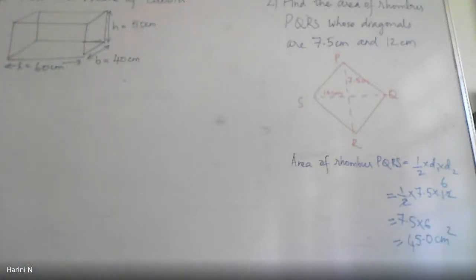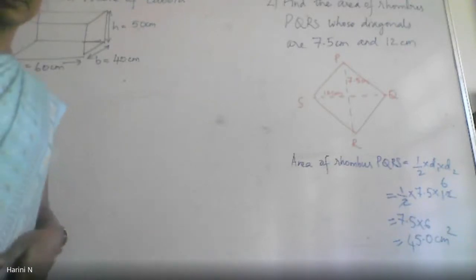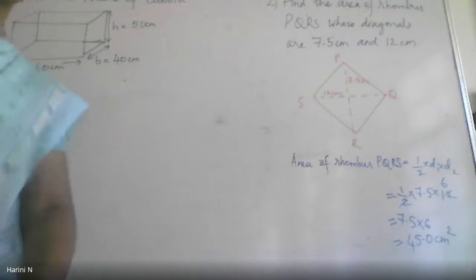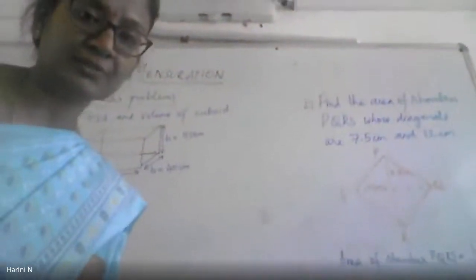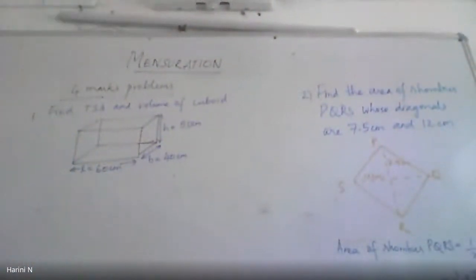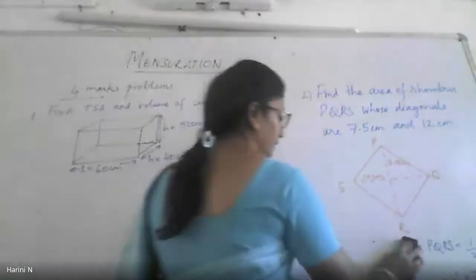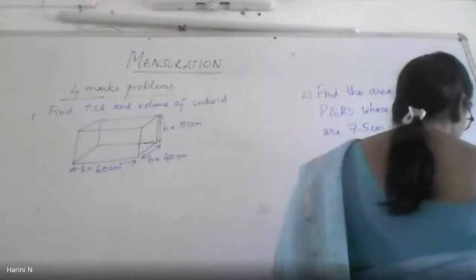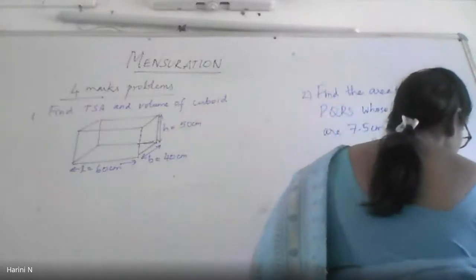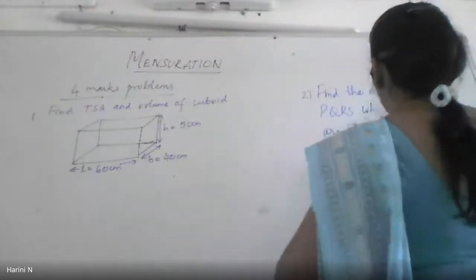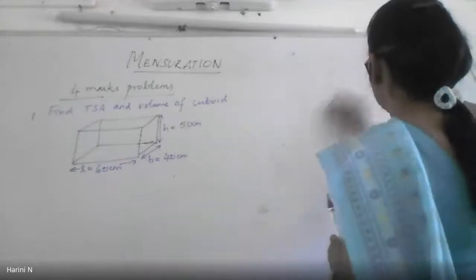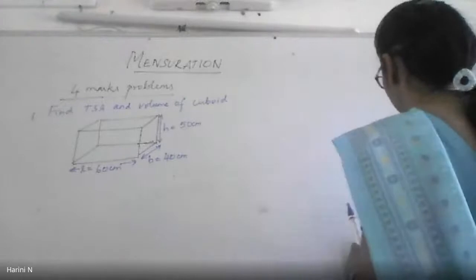So there are two things you have to do. That's why it's a question which is eligible for 4 marks. Right? Sorry. It was not visible, is it? Sorry. So come on, go and write down the formula for the TSA of a cuboid. What is the TSA of a cuboid? 2 times LB plus BH plus HL.